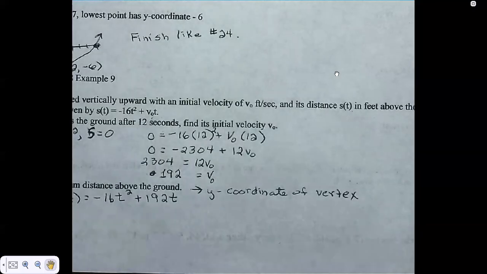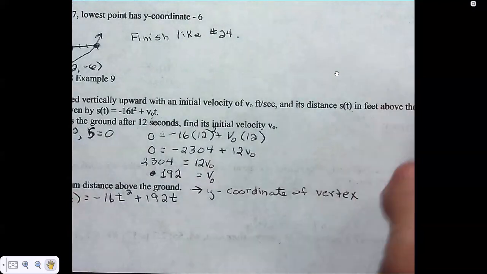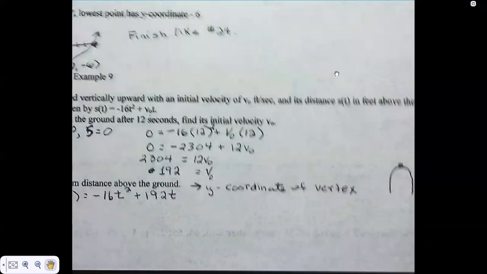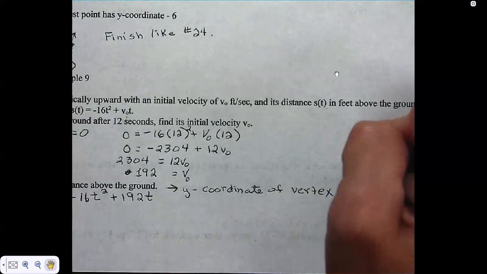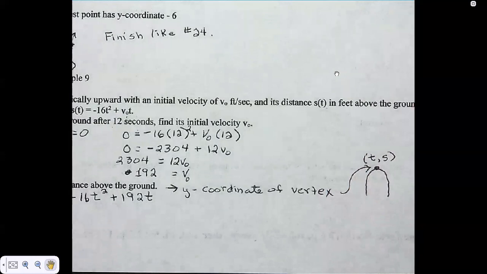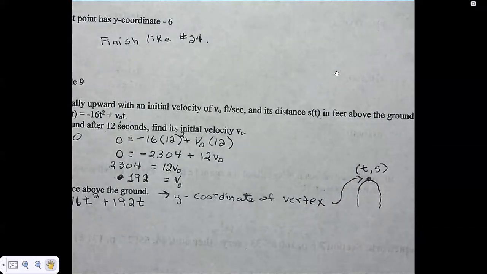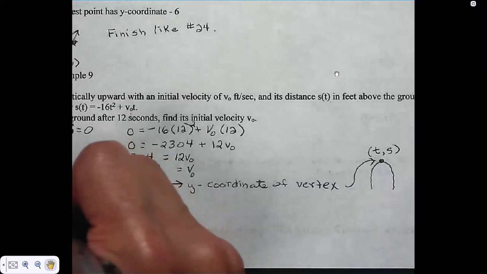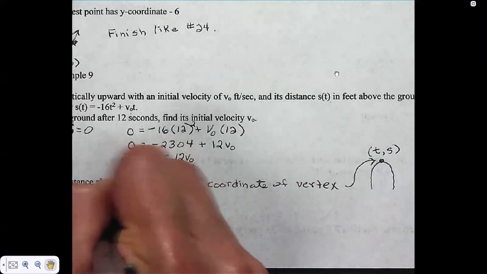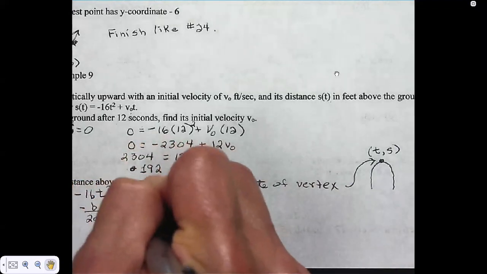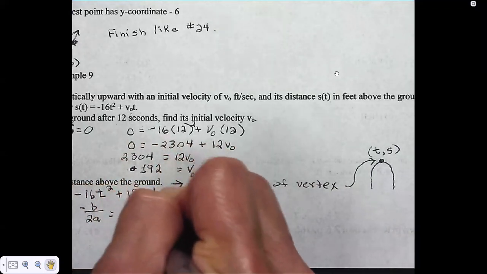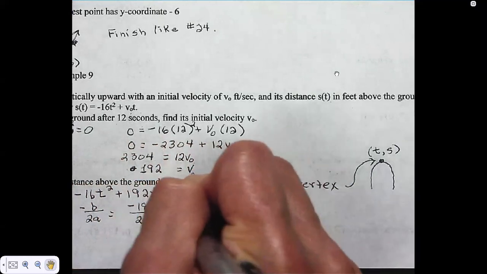I know what this whole path looks like. It starts at the ground. It goes up, up, up, up, up. It reaches its max height right there at some time and some height. We're looking for that height. So it wouldn't be x equals negative b over 2a. It would be t equals negative b over 2a. What's 192 divided by 32? 6?